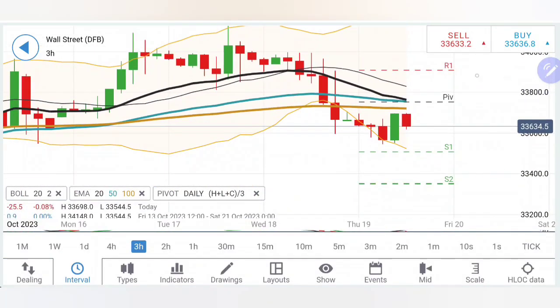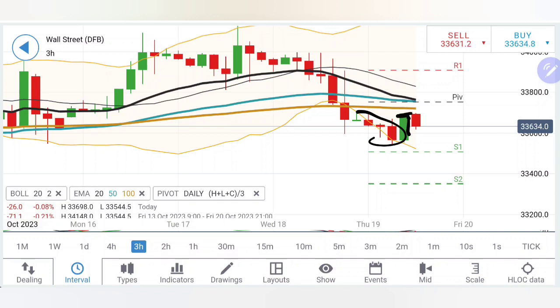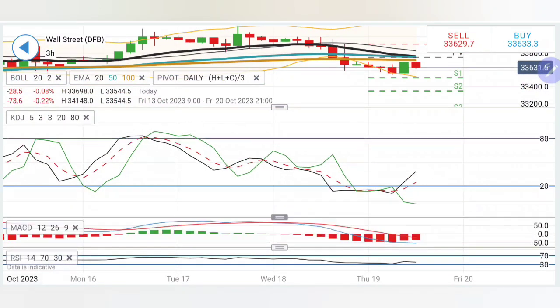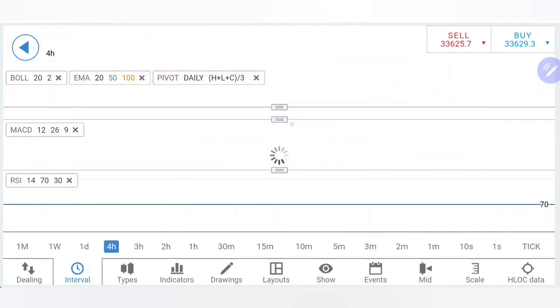Coming to the 3-hour chart, similar. See, it has erased all the losses here and it is now almost at the 33,700 level. So breaking beyond which certainly the bullish momentum may continue. 33,800 and 33,900 levels can be expected, but with caution. This should be traded with caution here. The stochastic is rising from oversold. MACD is extremely bearish. Candle size has diminished. Possibly it could converge. RSI is trying to trade bearish here.